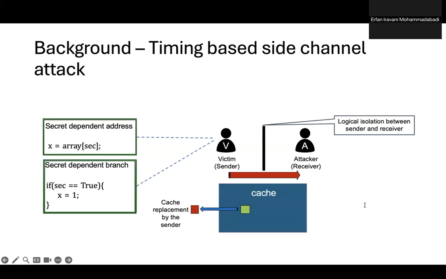And in the second code snippet, the code path taken depends on whether the secret is true or false. Even though this doesn't access memory directly based on the secret, it still affects what gets executed and what ends up in the cache. The attacker can then probe the cache to infer whether the branch was taken, and indirectly learn the value of the secret.